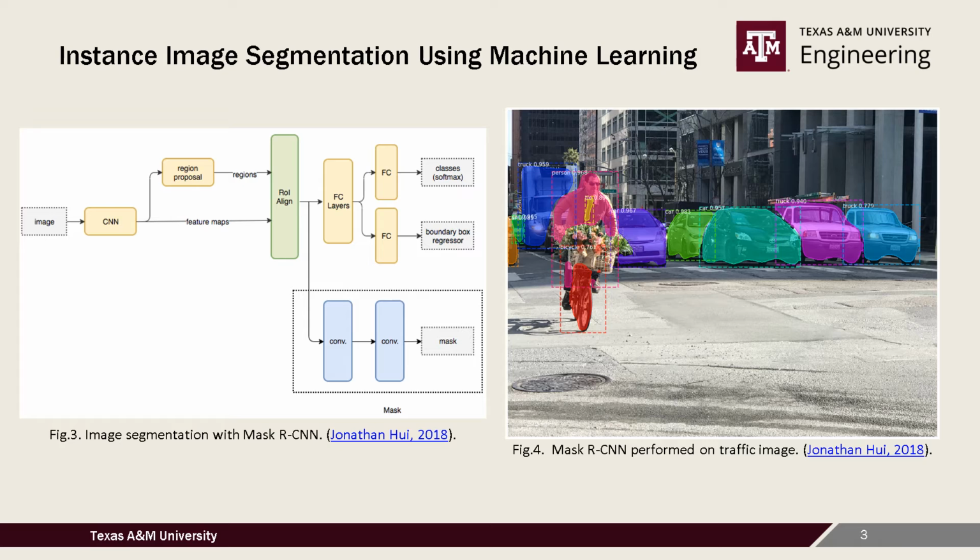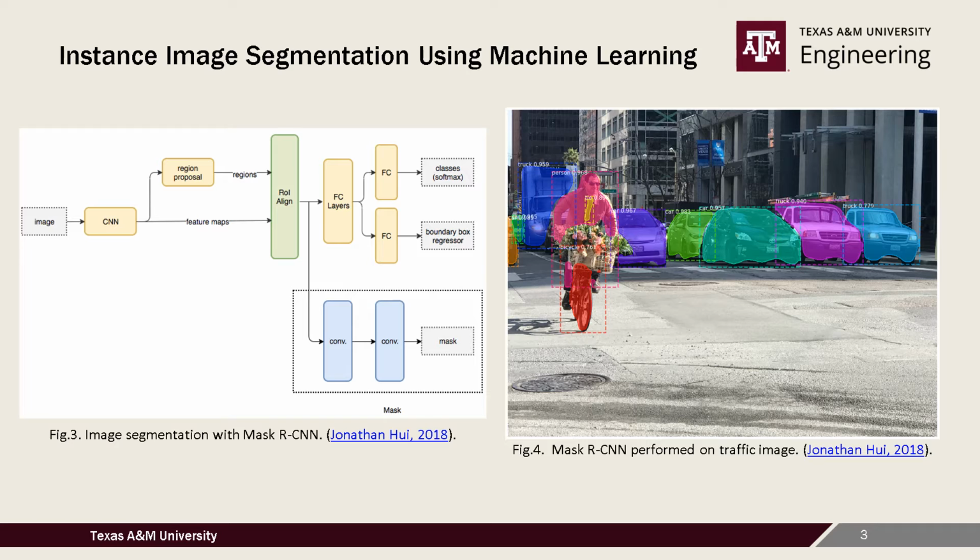Next, I will briefly explain instance image segmentation using machine learning. Instance segmentation is a process of detecting and delineating each object of interest within an image. There are two parts: object detection and localization, which is a process of detecting and localizing a variable number of objects within an image, and semantic segmentation, which is a process of assigning an object class to each pixel within an image. Figure 3 is a flowchart representation of an image segmentation process by a Mask Regional Convolutional Network.